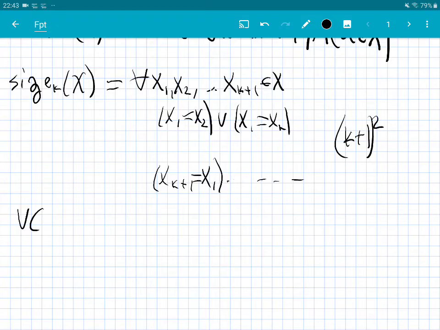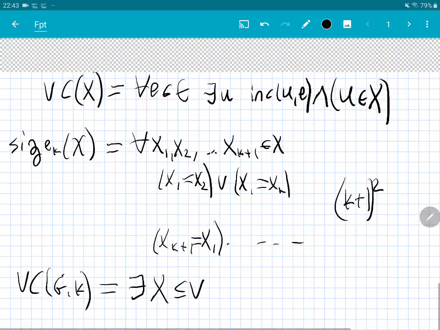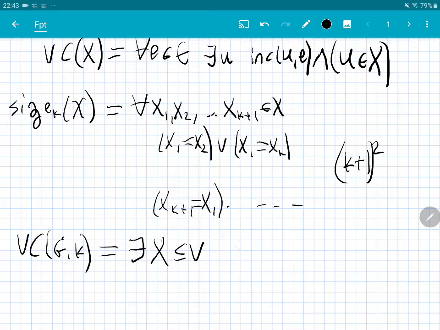Okay, so now if I want to write "vertex cover of G of size K," what I really want to write, the formula for this, is: there exists X, a subset of the vertices, such that VC of X, it's a vertex cover, and size at most K of X. And that's the formula that says the vertex cover is of size K.